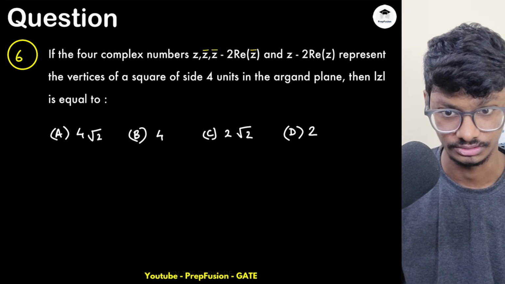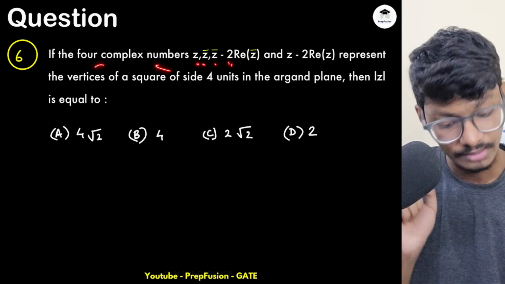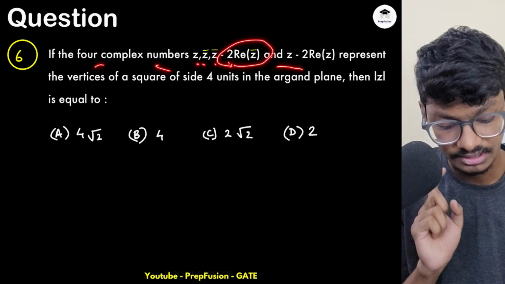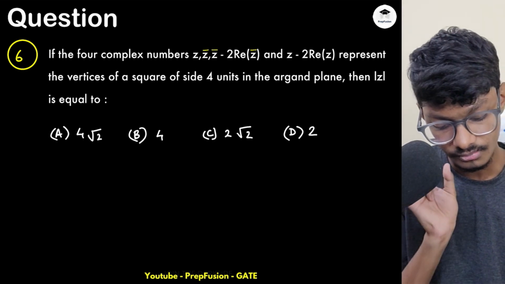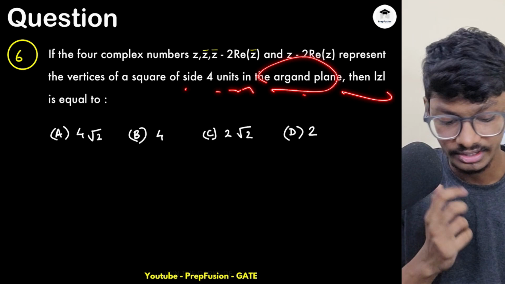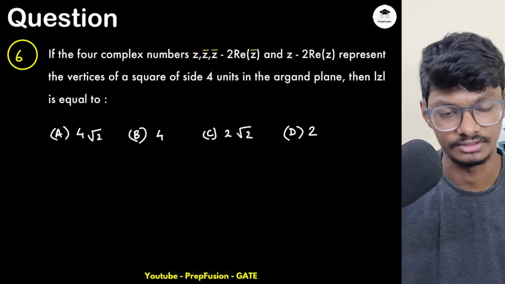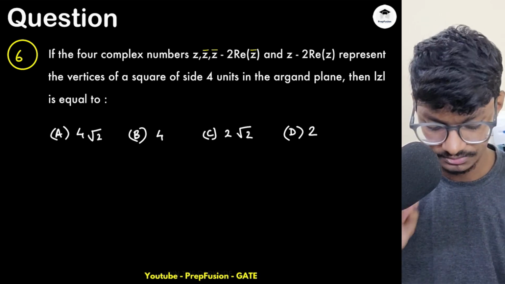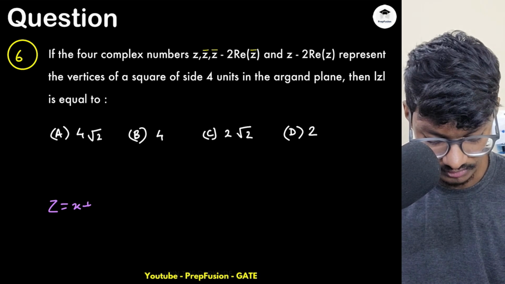Now let's solve this question. If the four complex numbers z bar, z bar minus 2 real of z bar, z and z minus 2 real of z represent vertices of a square of side 4 units in the argand plane, then what is the magnitude of z? To understand this, if you don't understand anything, just start from basics. You start with z equals x plus iy.